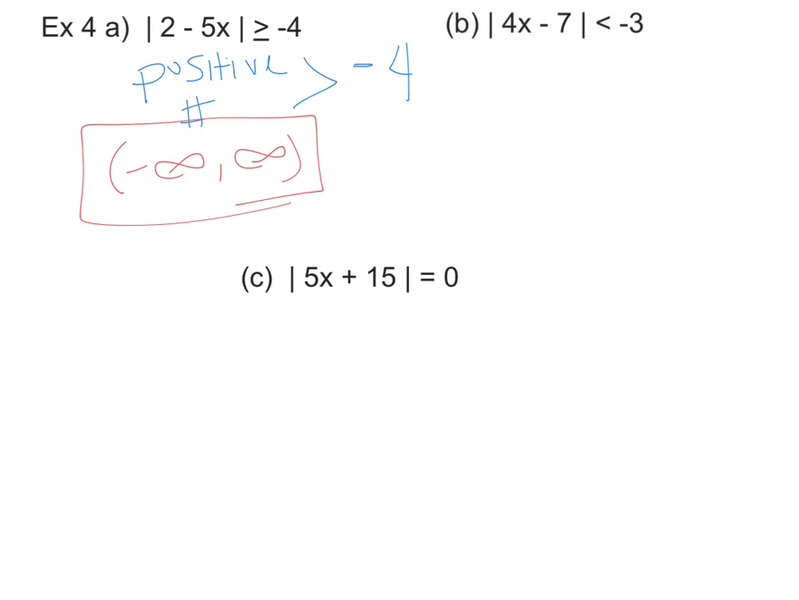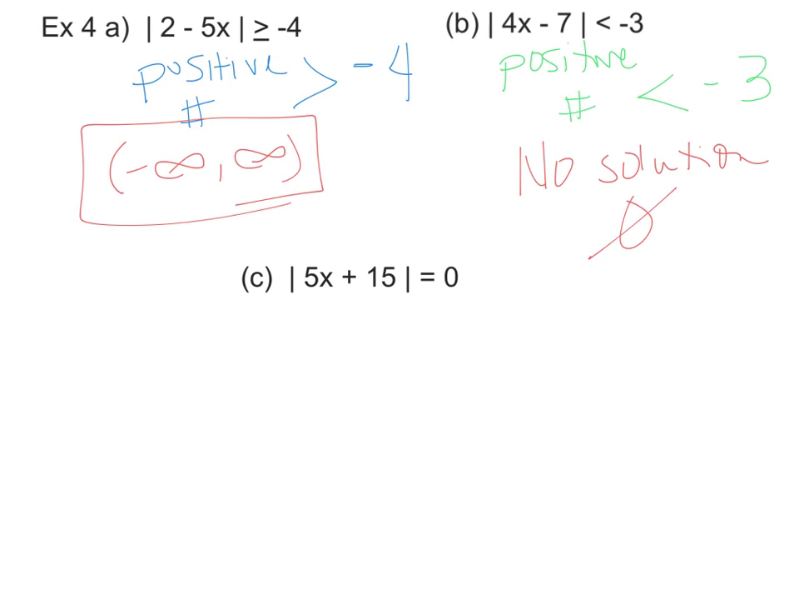Here I have a positive number that is less than a negative number. Will a positive number ever be less than a negative number? No, it won't. Good. So if that's the case, then this is no solution. Sometimes it's written like a 0 with a line through it. That stands for the empty set. Those are equivalent statements.